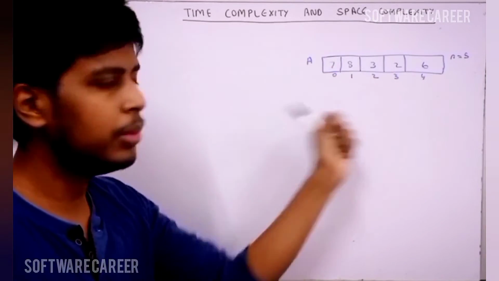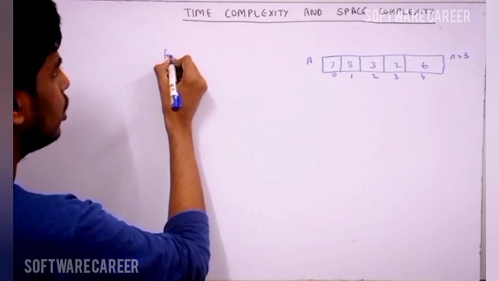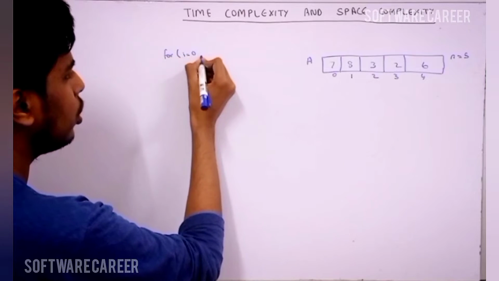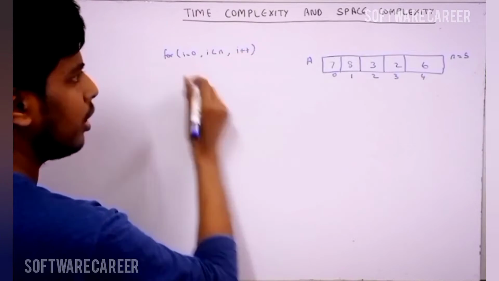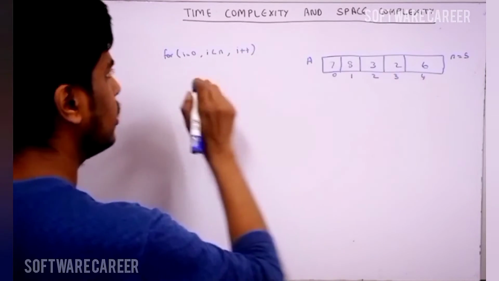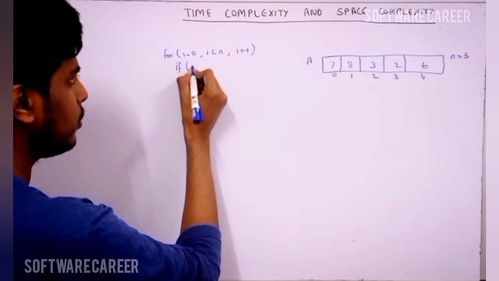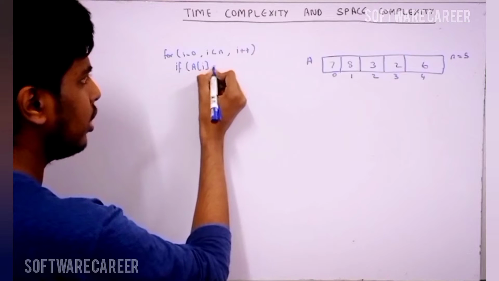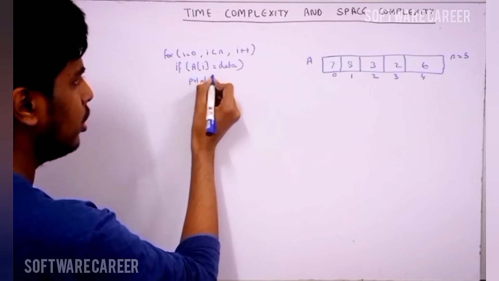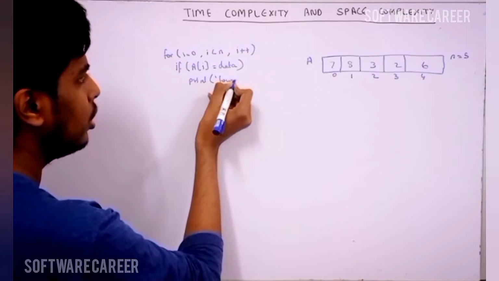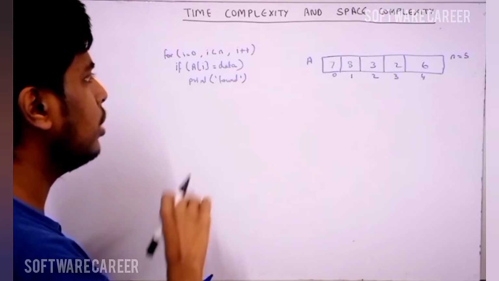Now you want to search for an element in the array. Now I am writing a code for that. See, for i equals 0, i less than n, i plus plus. I'm traveling from 0 to the last index, that's why I'm writing this loop condition. Then if a of i equals data, print found.